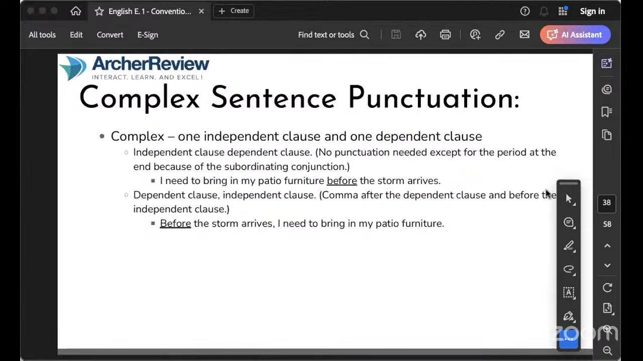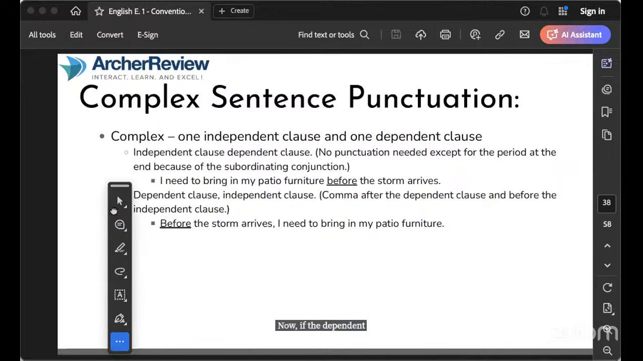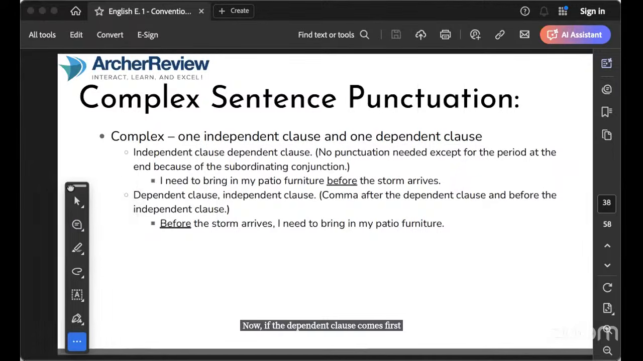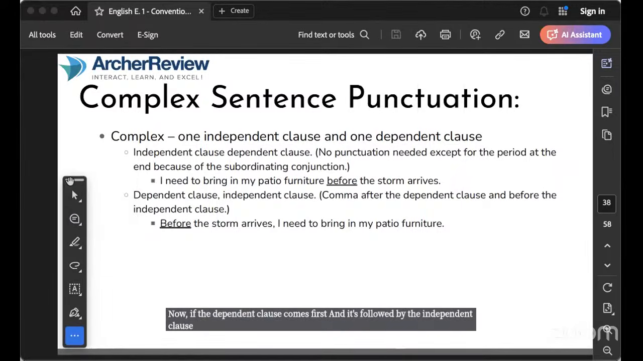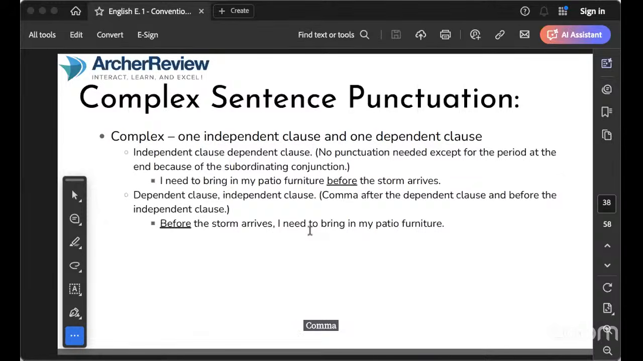Now, if the dependent clause comes first and is followed by the independent clause, that's when you do have to pull in punctuation. You do need to put a comma after the end of the dependent clause before the independent clause begins. So you put that comma there. Before the storm arrives, comma, I need to bring in my patio furniture. You see that? Take a second, look at that. Let me know if you have any questions.